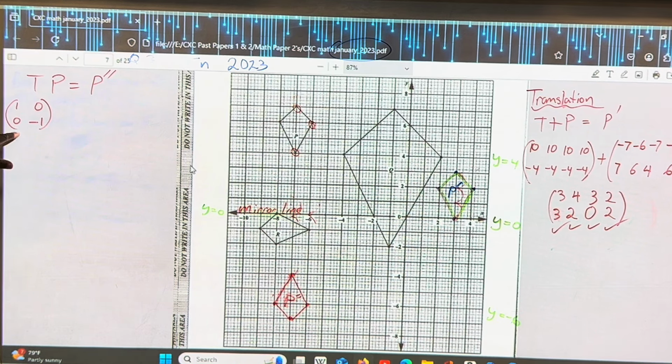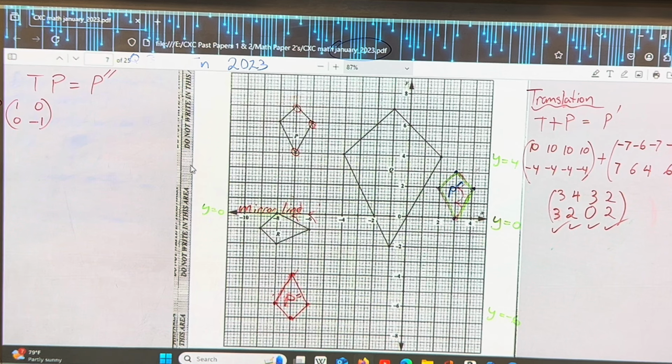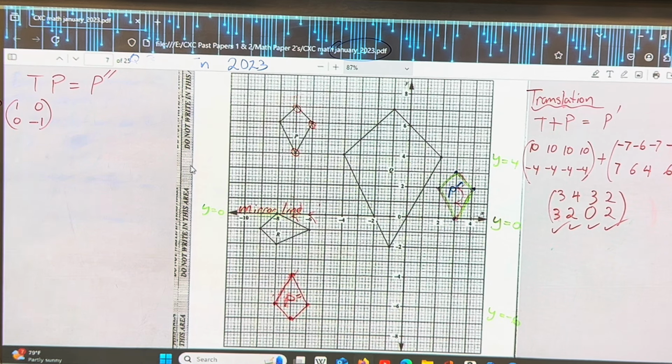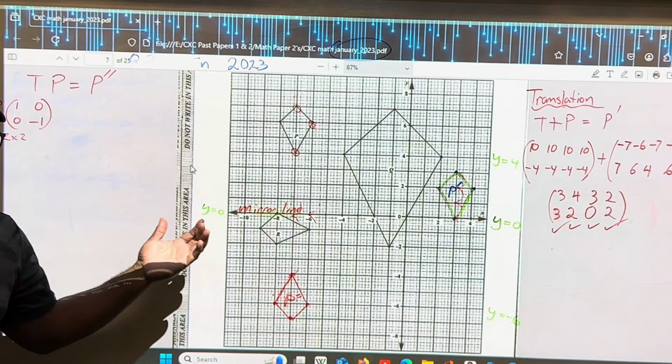But this is the matrix for reflection. Reflection over what? Y equals 0. And it's a 2 by 2 matrix. Okay, you can see? Everybody understand? I guess you can try to memorize it because CXC technically gives the easy ones.